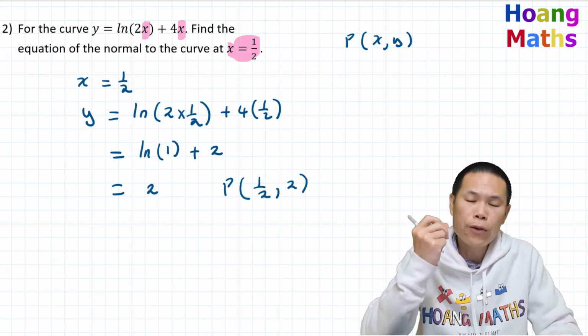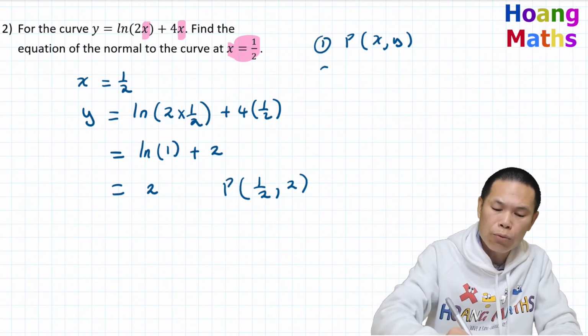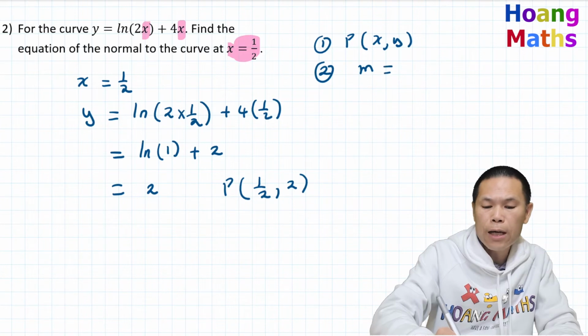So there you go. For the first step, we found the point, and for the second step, let me write this down so you know the process, we need to find the gradient.